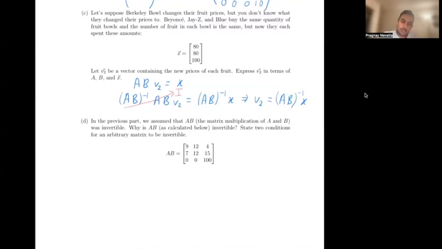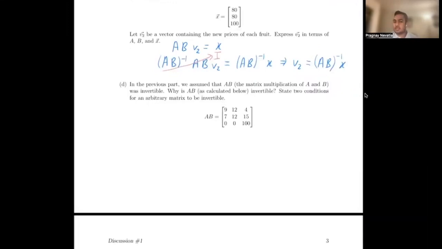Okay, so in part D, we are asked, why is AB invertible? There are two checks that you can do. The first condition is whether it's a square matrix, and it is, so we can tick that box. The second one can be expressed in a variety of ways. It could be that the columns are linearly independent, or it could have a determinant not equal to zero. There are multiple ways of doing the same thing.